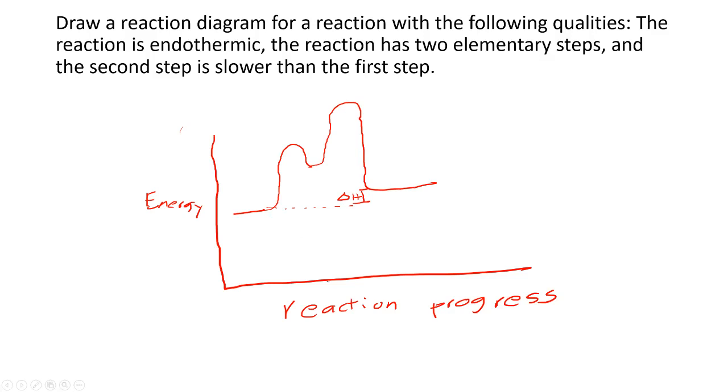So the main things to look at when doing this are how your reactants and products compare to each other, how many humps you have in your activation energy area, and which ones are taller than which other ones to be able to figure this out.